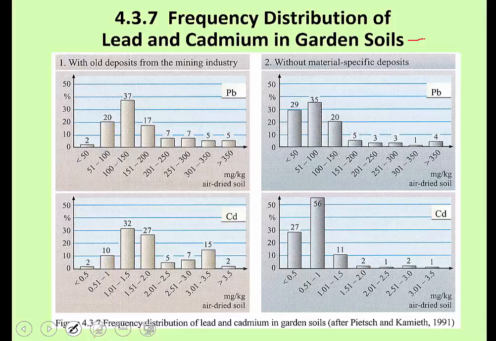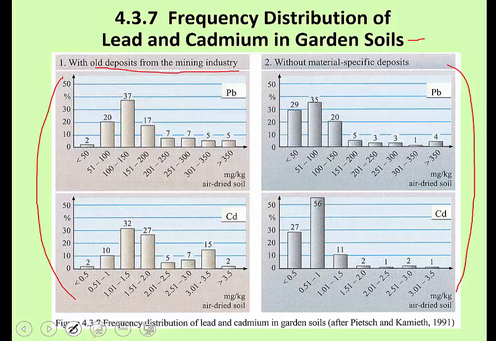So when we look at those, in the left side here, we see garden soil that has deposits from mining industry. So these are in areas that have lots of mines. This you wouldn't see quite as much around the Springfield area, but this might be more representative of what you might see in Joplin, where there are old mines, in particular lead mines. So you can see for lead and cadmium, and then you can see for areas that don't have material-specific deposits.